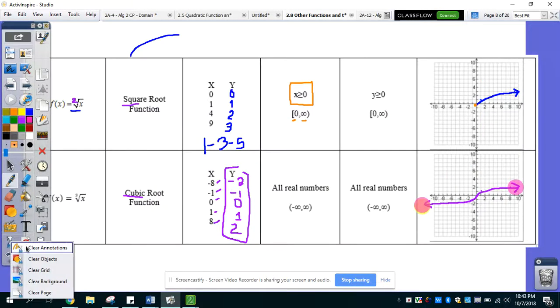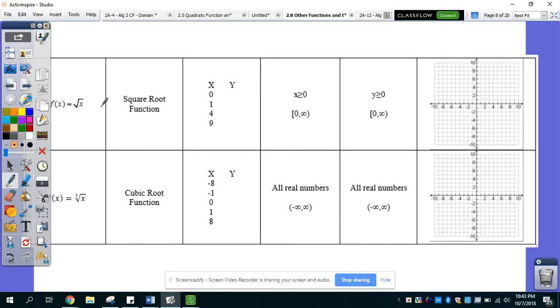For the square root function, this is similar to the parabola or quadratic. You're still going to do the 1-3-5 method, which I'll show you more about, and how it's different. If you plug 0 into the square root, it will be 0. The square root of 1 is 1, the square root of 4 is 2, the square root of 9 is 3.